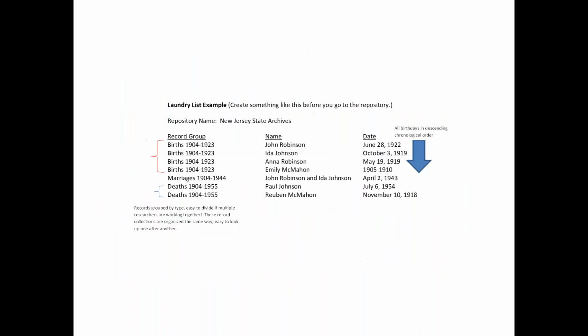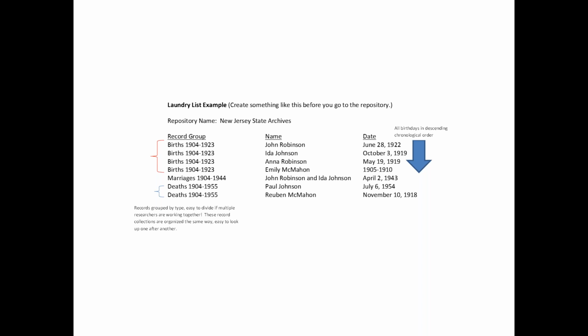So I just wanted to show you a very quick example of a laundry list. This is very basic. Some people can build very elaborate laundry lists, and some people can just even write things down. But what I've done here is I've grouped particular records together, and I've put them in descending chronological order.